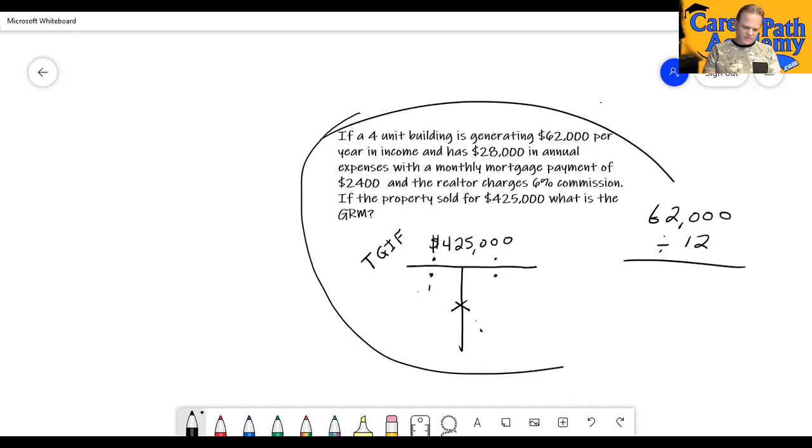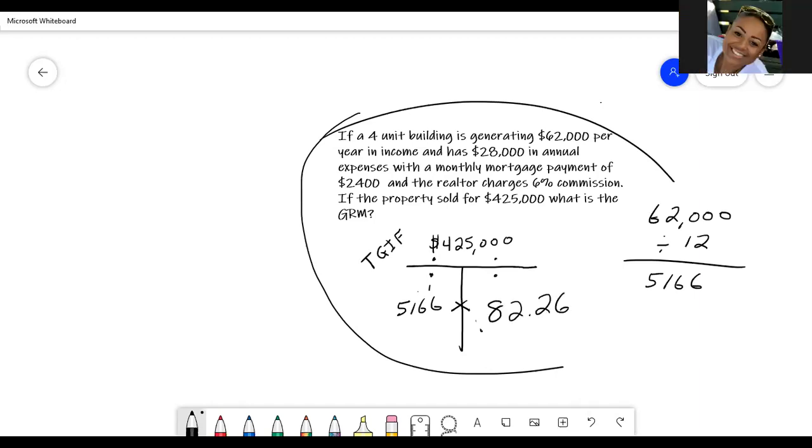So that gives us 5166. Right? So now we just put 5166 here. That's your gross monthly income. So $425,000 divided by 5166. The GRM is what? 82.26. Or 82 if you wanted to round it, but yeah.